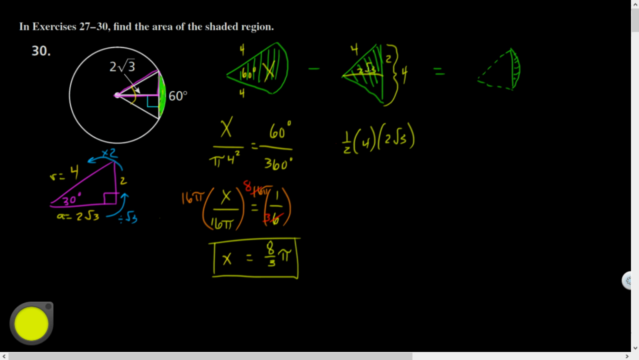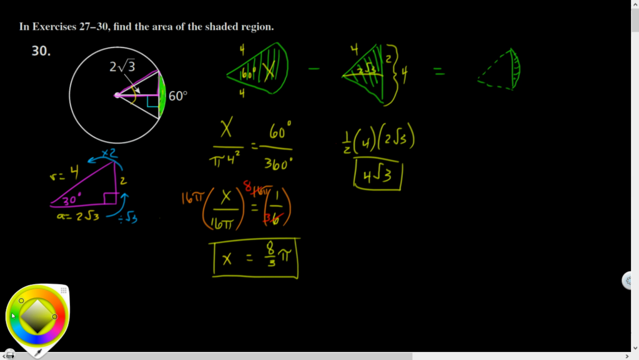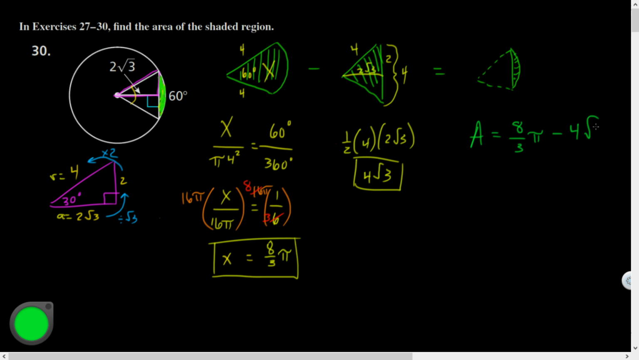It can be, depending on the orientation of it, right? You can imagine it different. So half of 4 is 2. 2 times 2 is 4, so 4 rad 3 is the area there. So the overall area of this sector is 8/3 pi minus 4 square roots of 3 units squared.